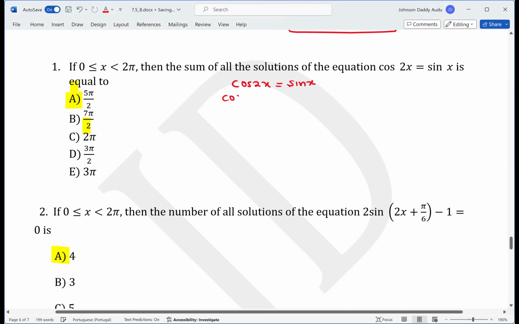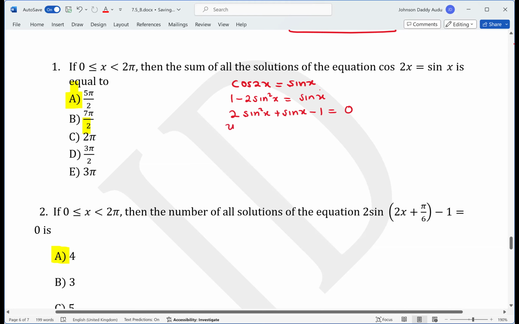Simply, this you can write as what? We can write everything in terms of sine, right? We know that cosine 2x is nothing but 1 minus 2 sine squared x, and this is the same thing as sine x. We can transfer everything to the other side, so you have 2 sine squared x plus sine x, then minus 1. This will be equals to 0.